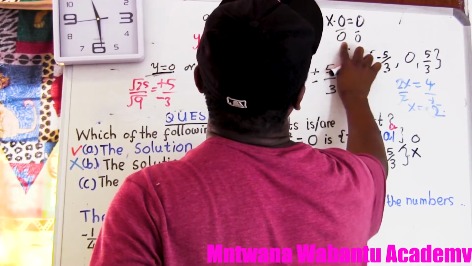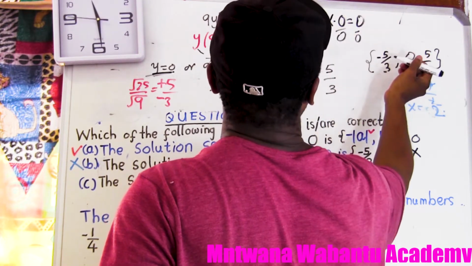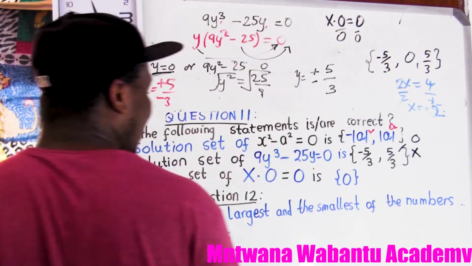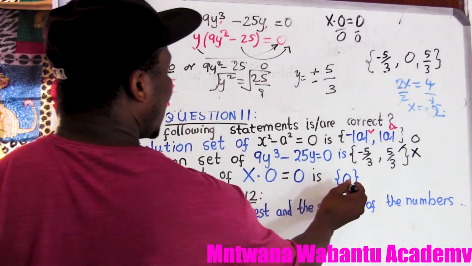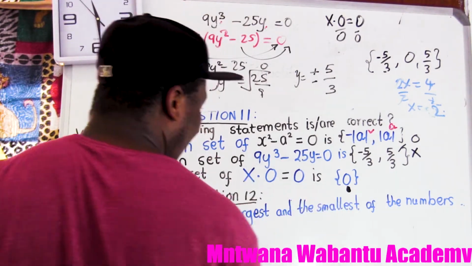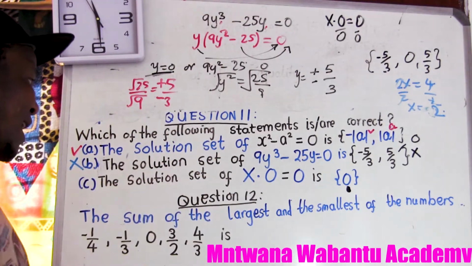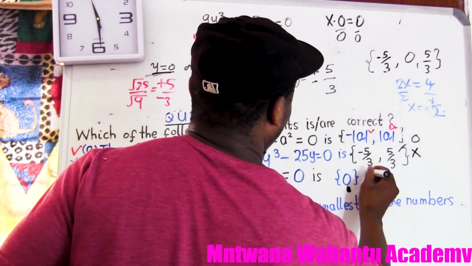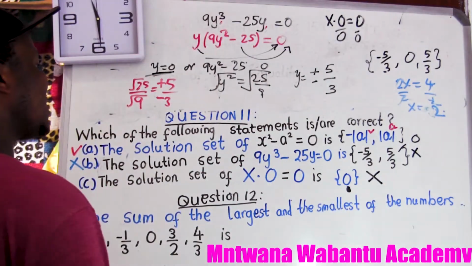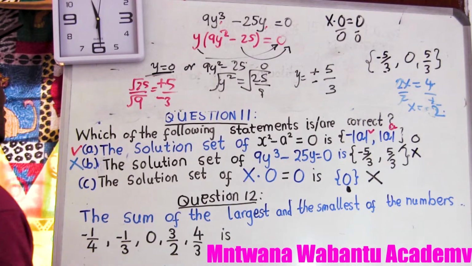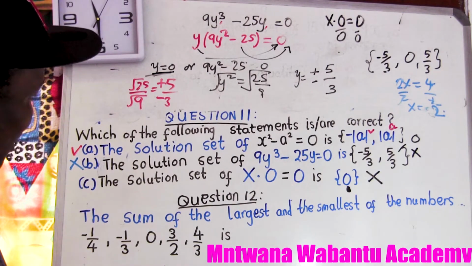So for that case, it's not true. The solution set is not true. It's undefined. So this is false. So my only option is going to be only option 1. Now I'm going to go for the last equation.